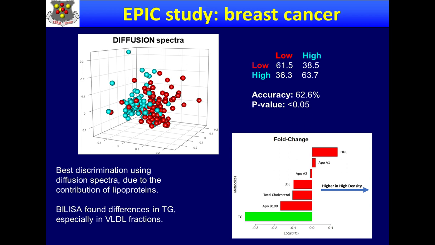So we looked, and the best discrimination is given by diffusion spectra, so this is still done by fingerprinting, and the discrimination is very poor, 62%. And if we look at BLIS again, so the lipid components, we see that at least triglycerides are significantly higher in low density.